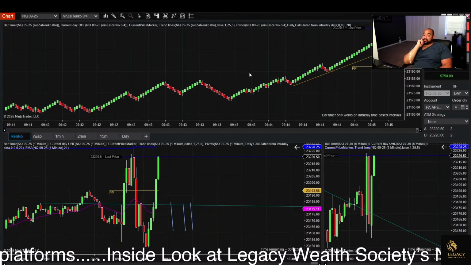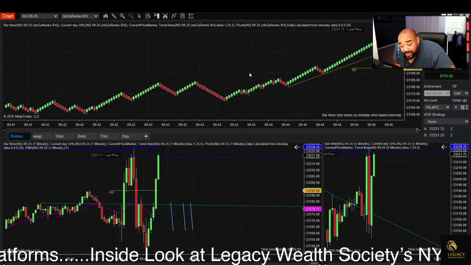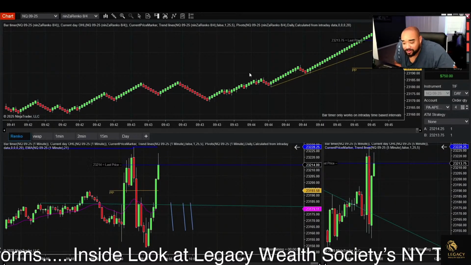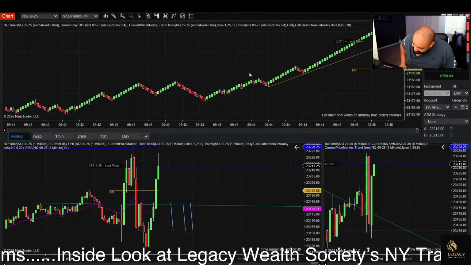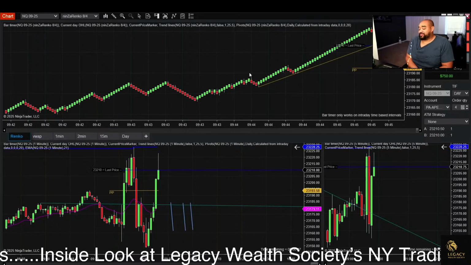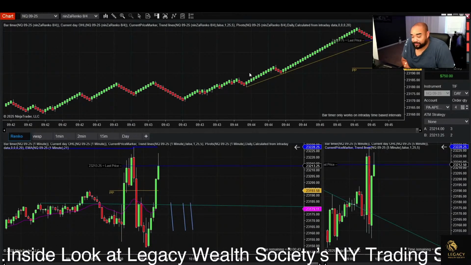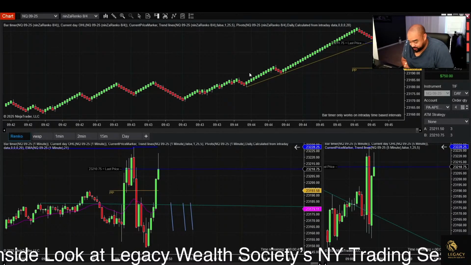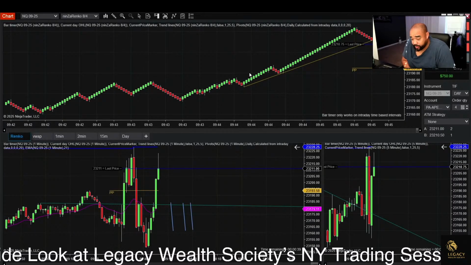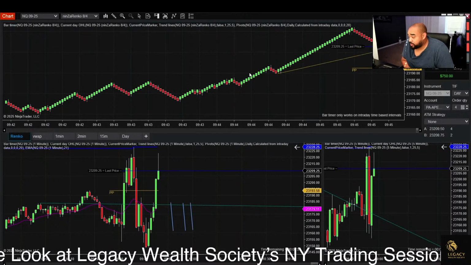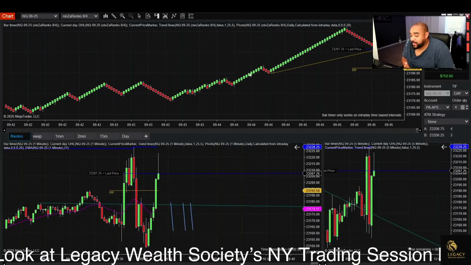Wow, look at this rip. Woo! Damn, that thing shot up. It just hit the 15 minute. Yep, 9:45. Damn. I might have a breakout.